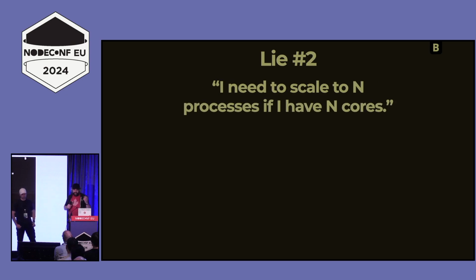The next one, I need to scale to n processes if I have n cores. This one we see a lot of. People check os.cpus or something like that and just assume that that will always be the right number for how much they should scale, either with processes or threads. The right answer here is obviously to measure, right? You're never going to know the right answer until you actually measure.